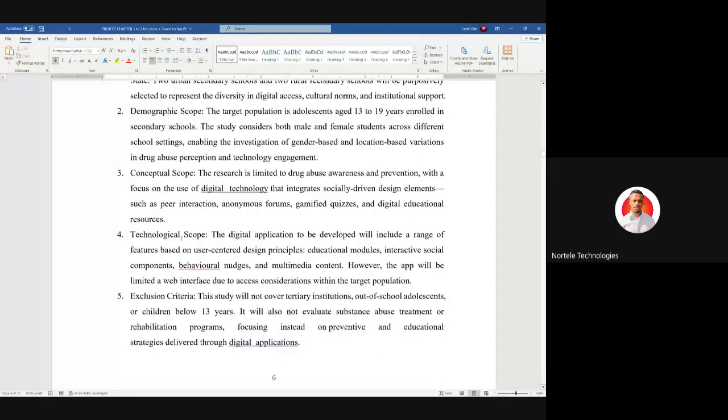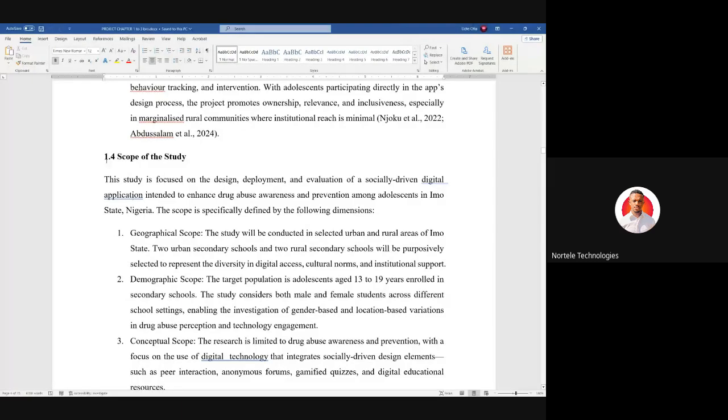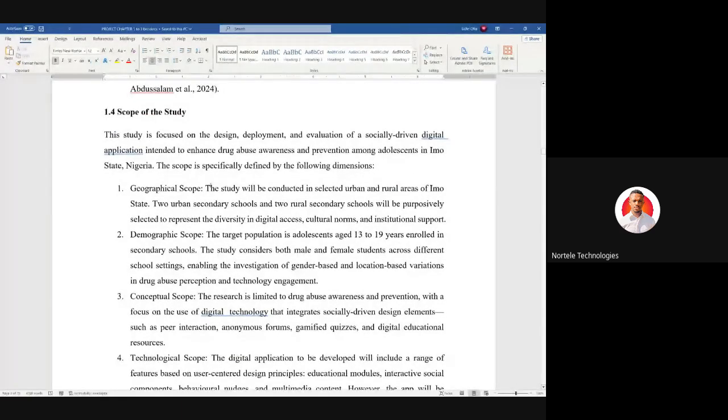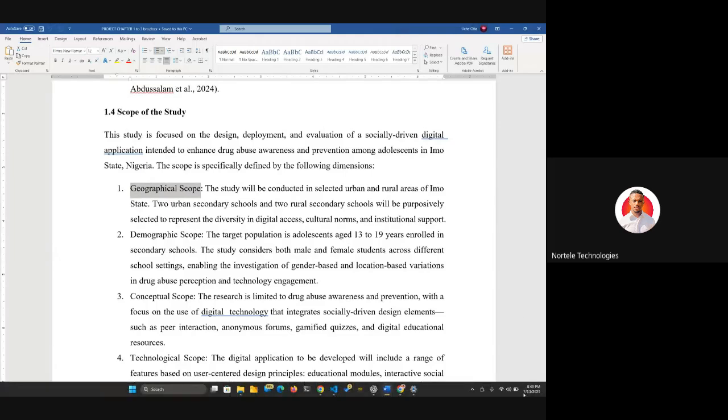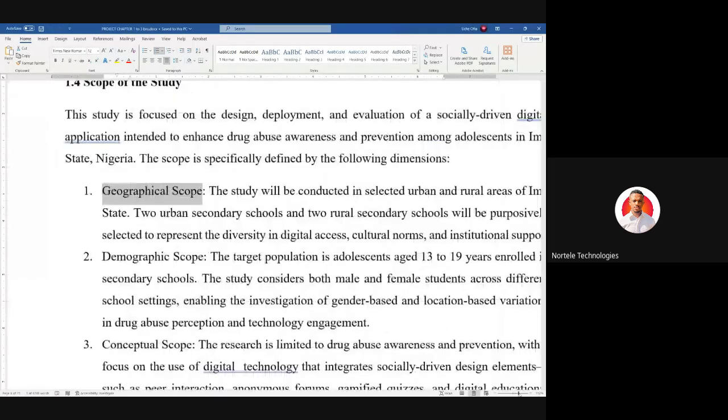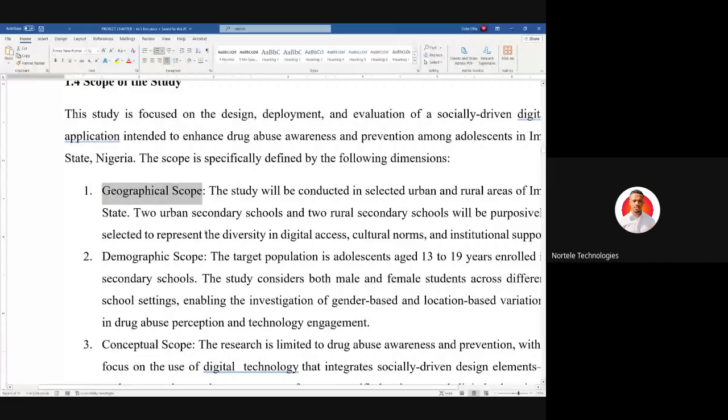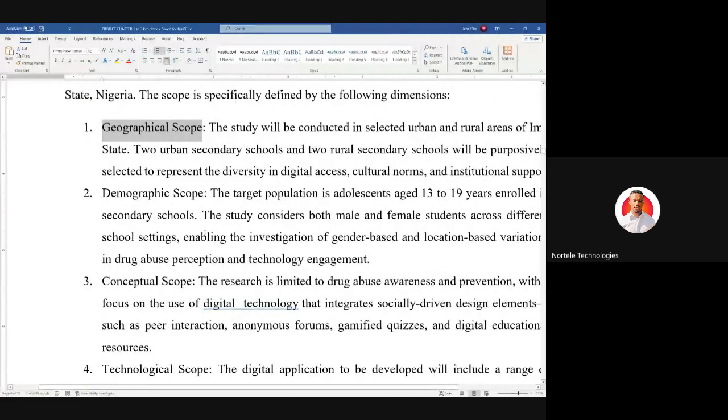Okay. So this is what I was saying. The scope of study, look at this one now. You can see the scope of study here is defined by where, geographical. Can we all see my screen, please, before I go ahead? Is the screen clear? Yes, it's clear. Okay. So you can see here that is the geographical scope.